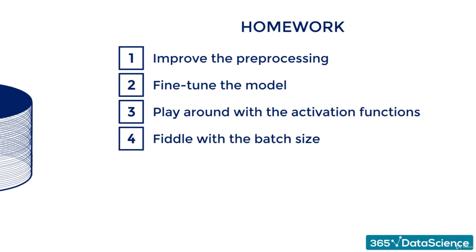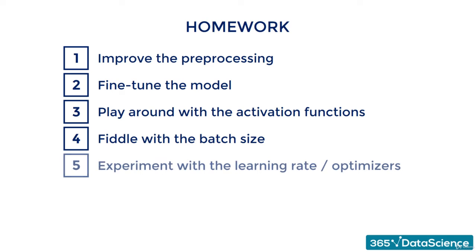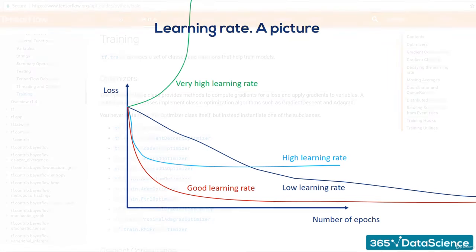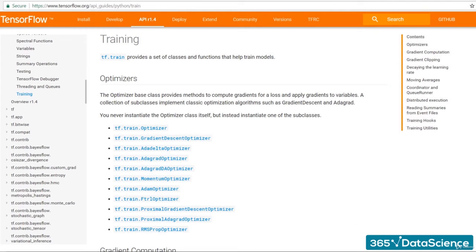In addition, you can also experiment with the learning rate, although that may not be as fruitful, as Adam adapts it dynamically. What you can do is visit the TensorFlow website and check out other optimizers, comparing their performance to that of Adam for your specific problem.